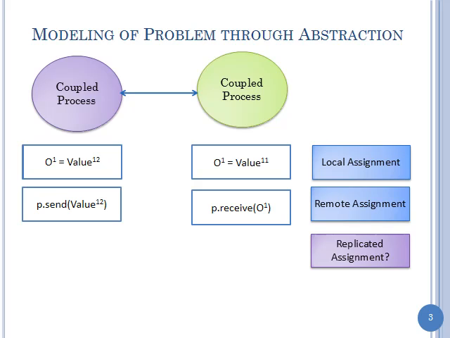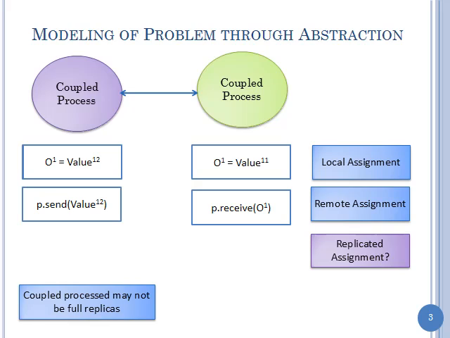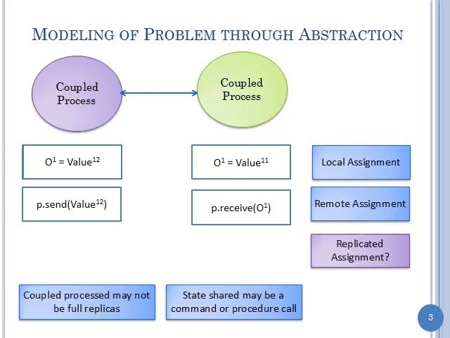How do I model a replicated assignment, as an abstraction? When I say replicated assignment, we're talking about replicating a particular assignment, not replicating the whole process necessarily. So these are coupled processes, they may not be full replicas. That's important. And the state shared may be a value, maybe a snapshot, or it may be a command. And a command is nothing but a procedure call. So this replicated assignment can also be thought of as a replicated procedure call, because we are allowing these values to be commands.